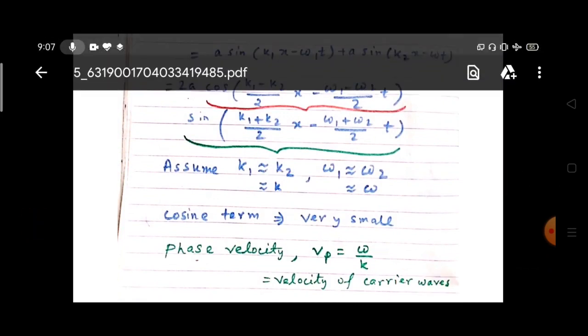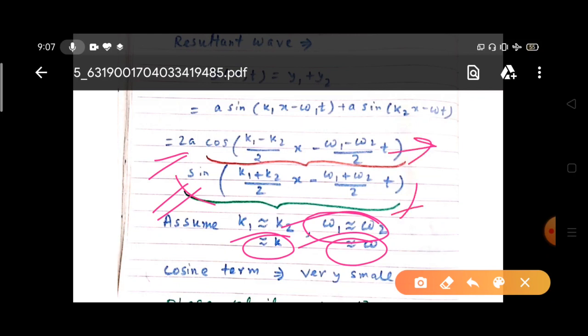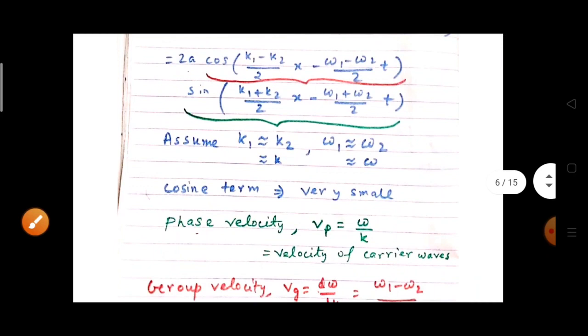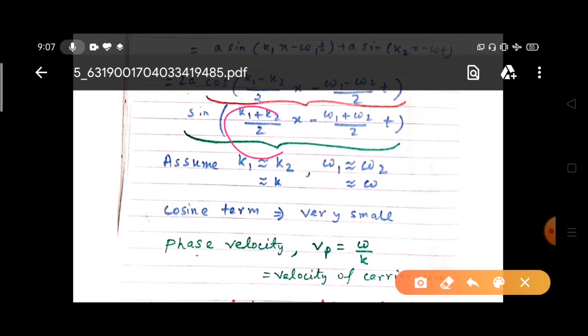If k1 is nearly equal to k2, we can denote it by k, and omega 1 is nearly equal to omega 2, we can denote it by omega. So what will happen to these two terms? I am telling you, this will give you the phase velocity and the other will give you the group velocity. The phase velocity Vp is omega by k, so (k1 plus k2)/2 will be roughly 2k by 2, that is kx, minus (omega 1 plus omega 2)/2, that will be 2 omega by 2 into t, that is omega t, that is kx minus omega t.